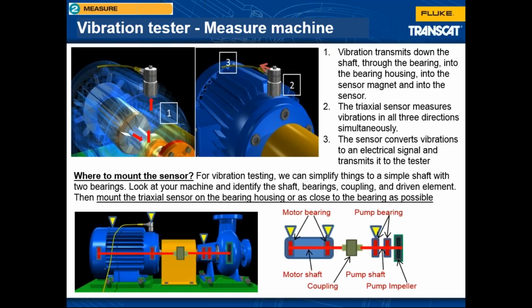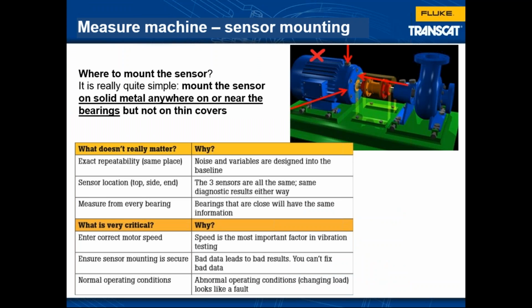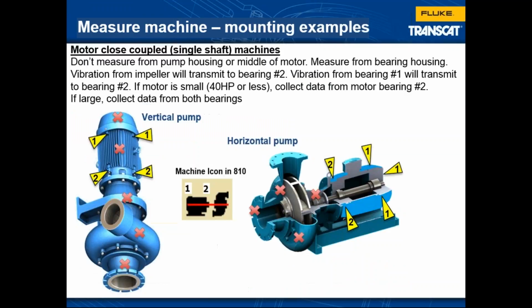Where to mount the sensor on the machine? It doesn't really matter as long as we can get a good solid metal surface with a magnet. You're going to be careful of thin metal, and you're going to be careful of motor fins and that kind of stuff. So you simply mount the sensor on the bearing of the motor, and you take 2 quick measurements, and then it diagnoses it for you.